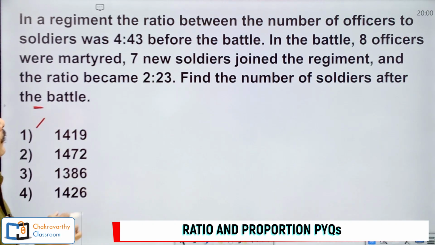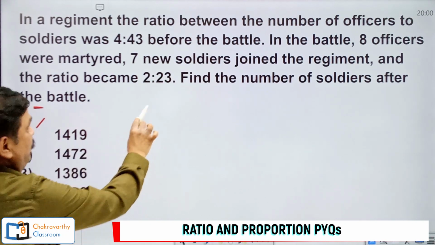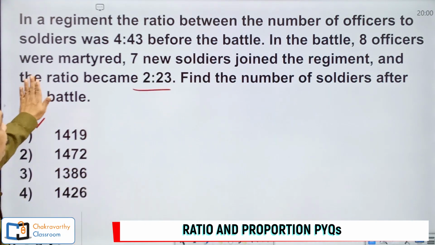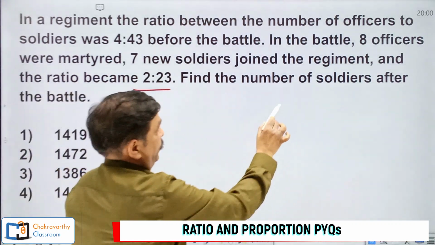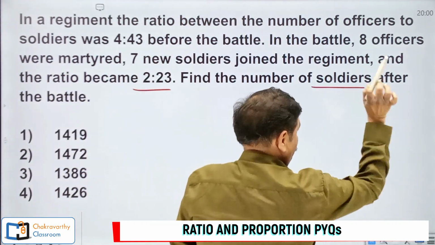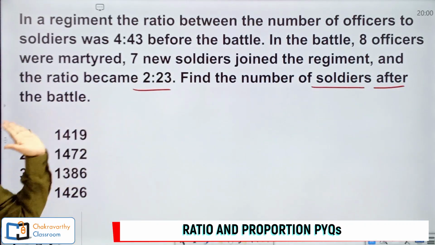In a regiment, the ratio between the number of officers to soldiers was 4:43 before the battle. In the battle, 8 officers were martyred, 7 new soldiers joined the regiment, and the ratio became 2:23. Then find the number of soldiers after the battle. So very important here, we need to find out the number of soldiers, that too after the battle, not before the battle. All of you got the idea?